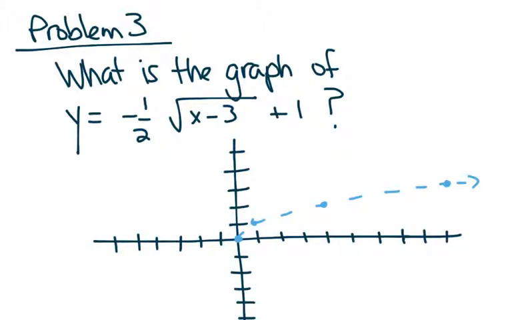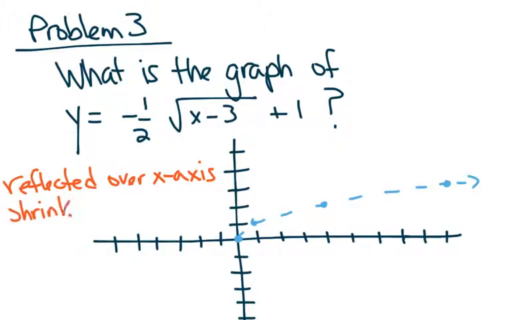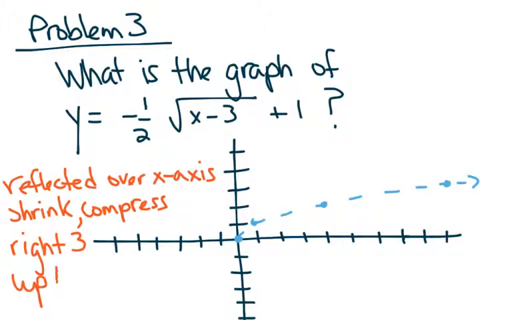This particular graph will have been reflected over the x-axis. That's what the negative does. The 1/2 being multiplied in front shrinks or compresses, depending on how the book calls it. In this section, they call it shrink, but we had called it compress at another point in time. The -3 inside the radical moves the graph to the right 3. And the +1 moves the graph up 1.